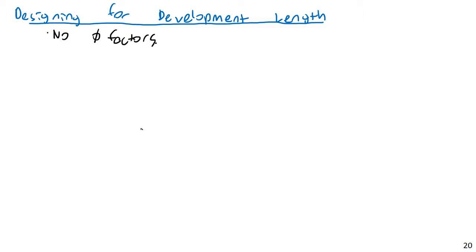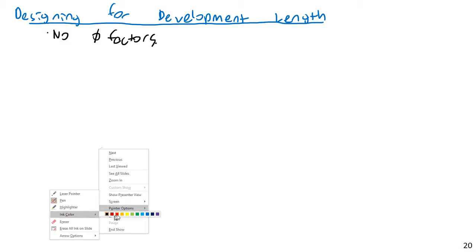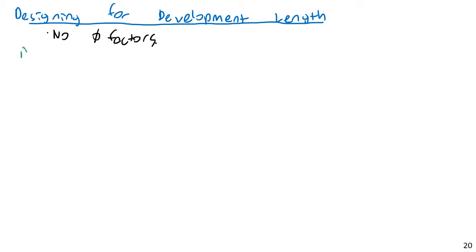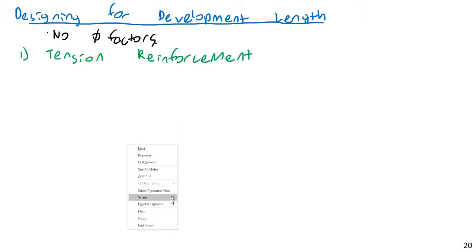And the first thing I want to do is talk about tension reinforcement. So the first major topic is going to be tension reinforcement, and that's what we're going to spend most of our time on in this video. I want to go over first a general equation, which is a gigantic equation. It's really big and really scary.